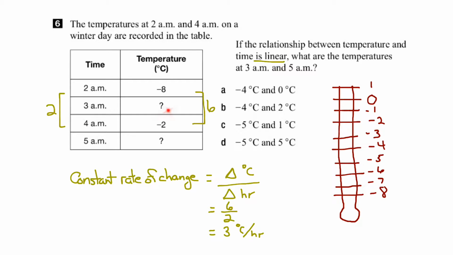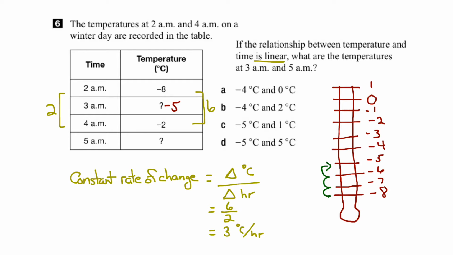Alright, so to find the temperature at 3 a.m., we started at -8 and the temperature went up 3 degrees in 1 hour. So it started at -8 and it went up 1, 2, 3 degrees in 1 hour. So our final temperature there for 3 a.m. would be -5 degrees Celsius.